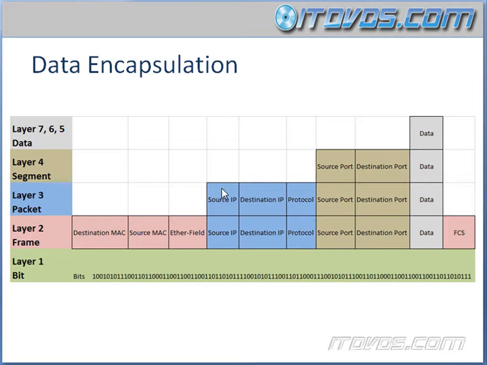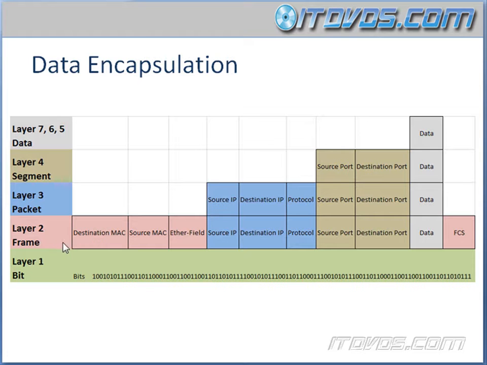So if my IP address is 192.168.6.100, that's going to be my source IP, and if I'm trying to send this packet to 192.168.6.50, then that's going to be the destination IP. This header is also called a control header.